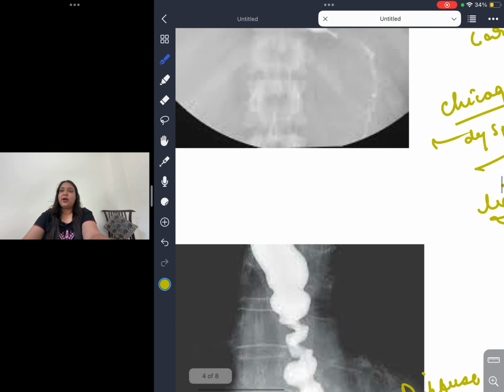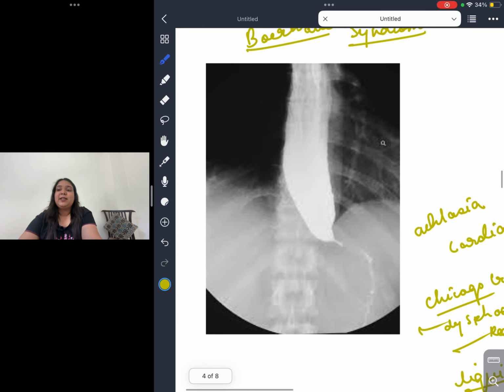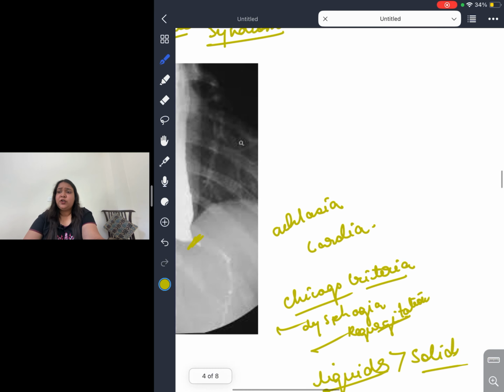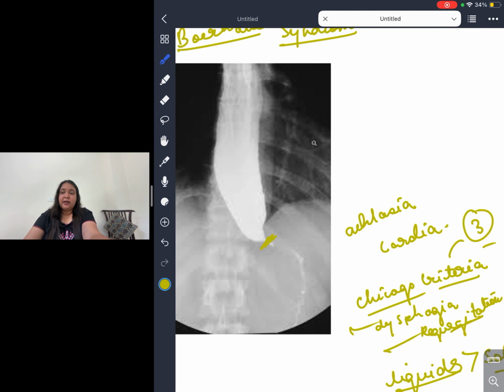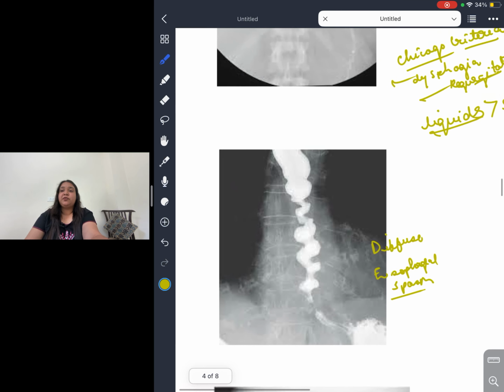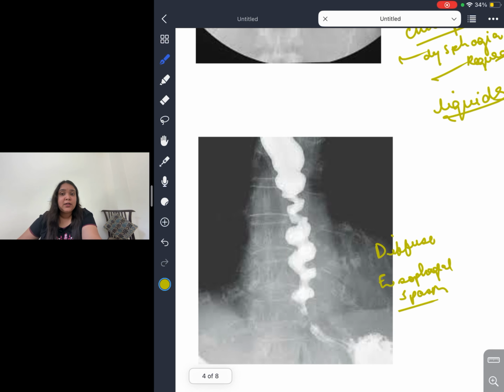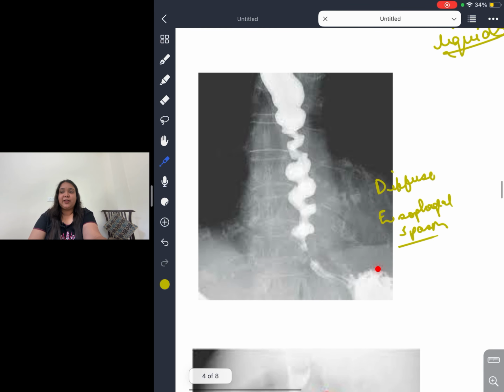Actually, in achalasia cardia, because of spasm the esophageal pressure increases. And in the Chicago criteria, one point is pressure more than 25. Actually there are 3 things in this criteria, and one of them is if pressure becomes more than 25 mmHg. So here we have more pressure in achalasia cardia, and in diffuse esophageal spasm there is more pressure throughout the esophagus. Therefore we have this rosary bead or corkscrew sort of appearance in your esophagus. So this is an example of diffuse esophageal spasm.